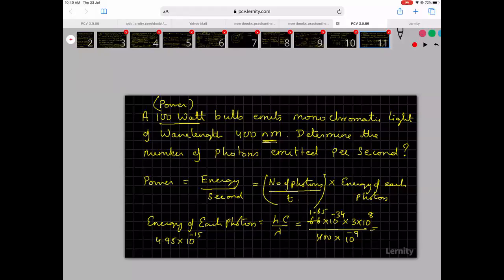Sorry, not 15. Minus 19. Minus 19 joules. I just calculated this. You also calculate, you'll get a number. I'm working with approximate numbers, so don't worry about it. You work with exact numbers, not an issue.